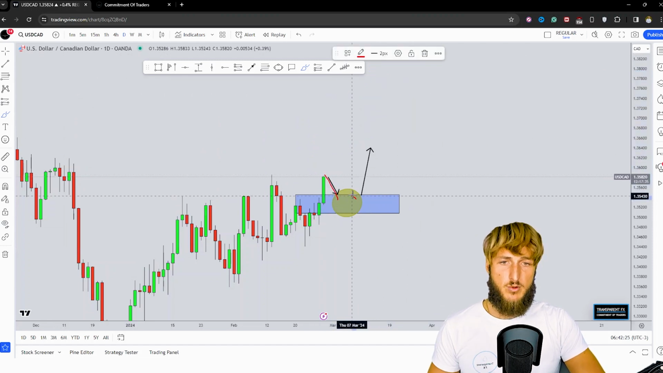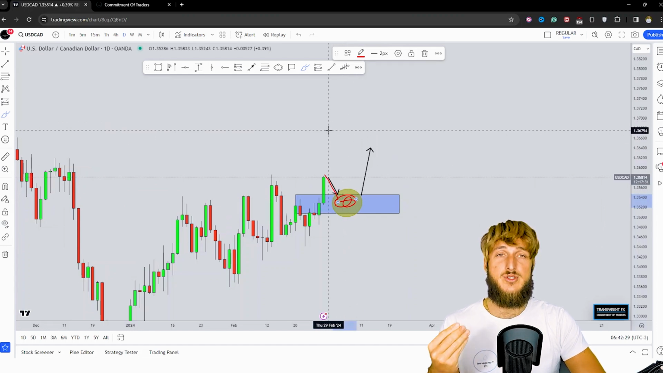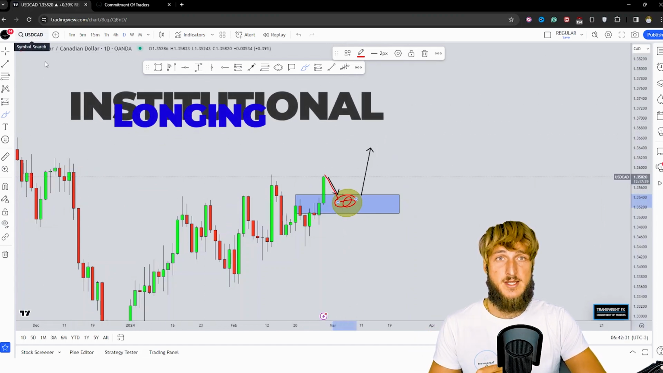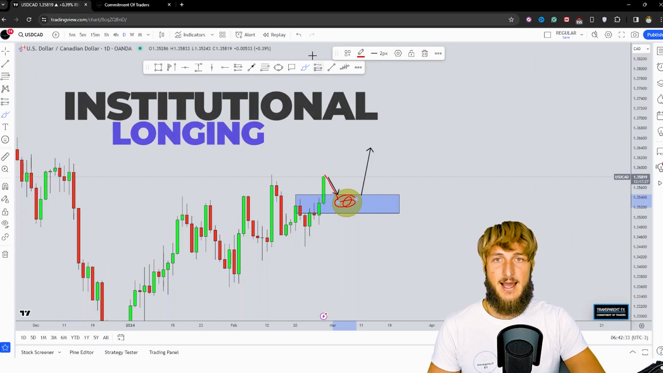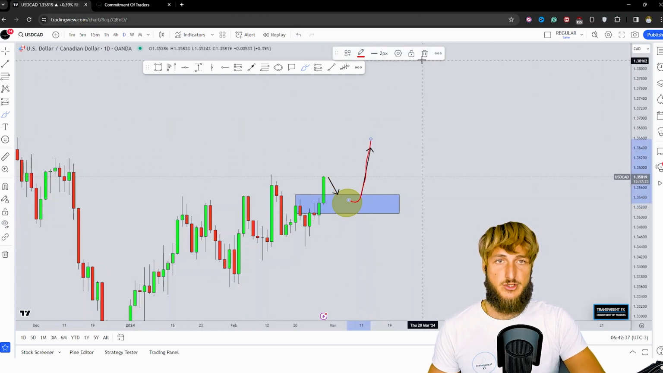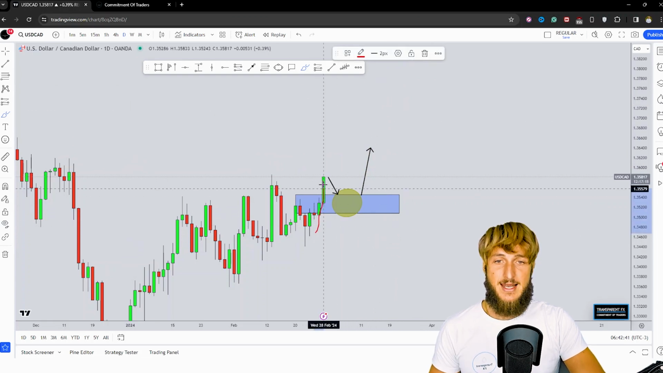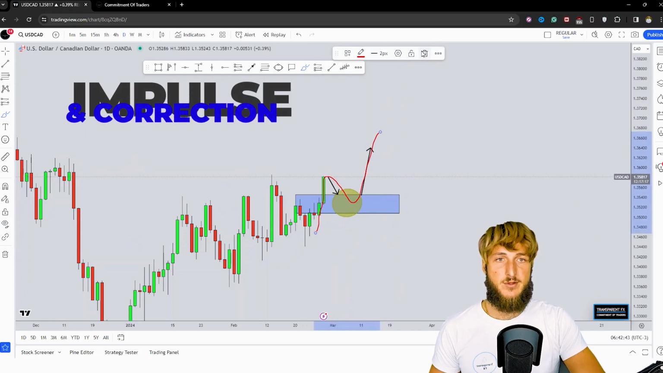So if the market will correct to this area, and if the new report will show that institutions are once again longing USD-CAD by shorting the CAD, at that point, there is definitely good probabilities of getting a potential rejection to the upside, at that point completing the potential daily impulse correction and impulse pattern to the upside.